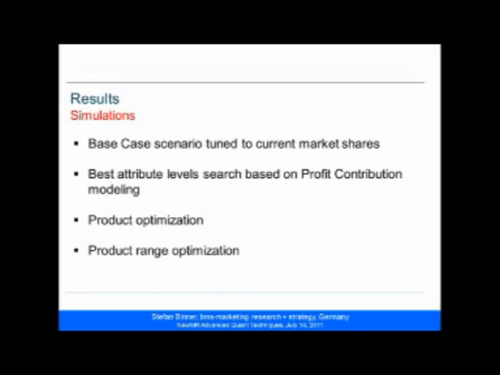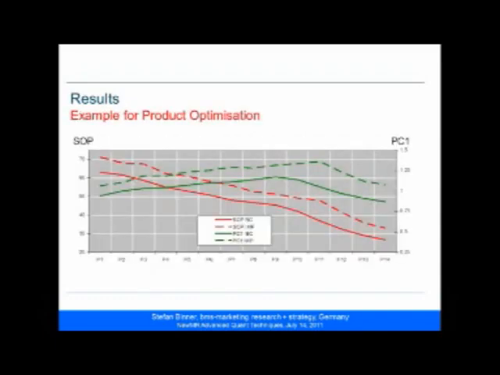So we defined better products, and we also came up with a product range optimization, a different mix of products on the market. And you see on this slide here, we were able to increase the share of preference of the products, as well as the profit contribution for the client significantly.